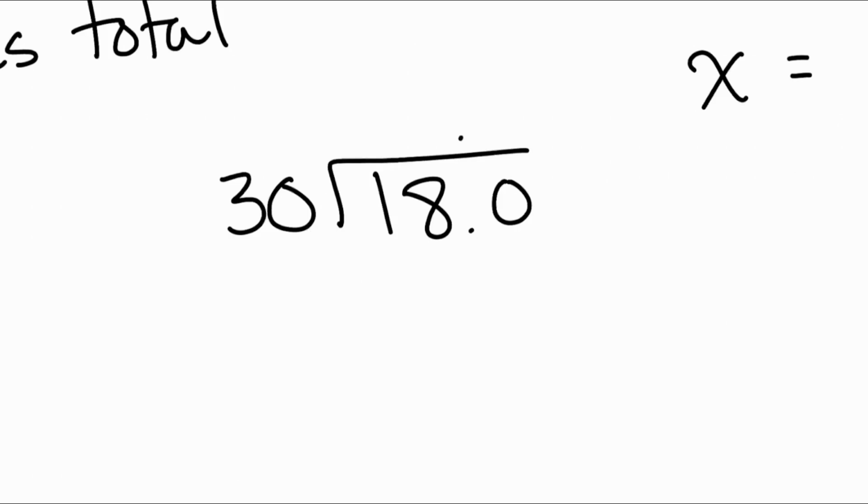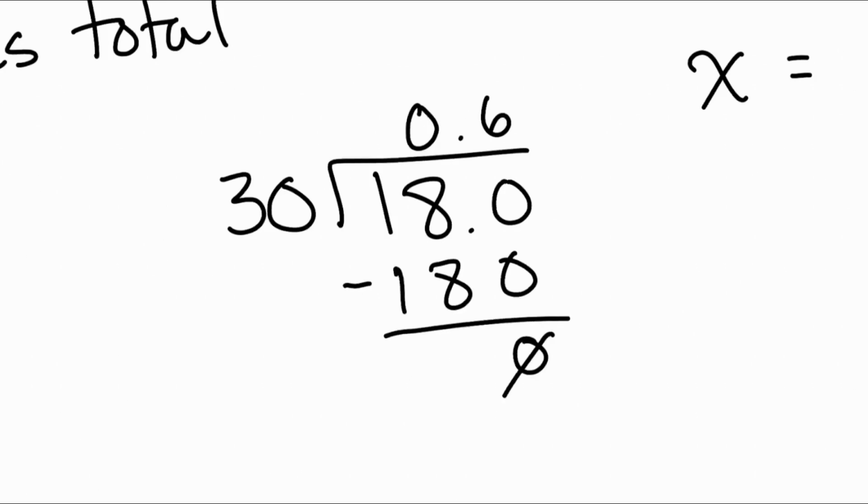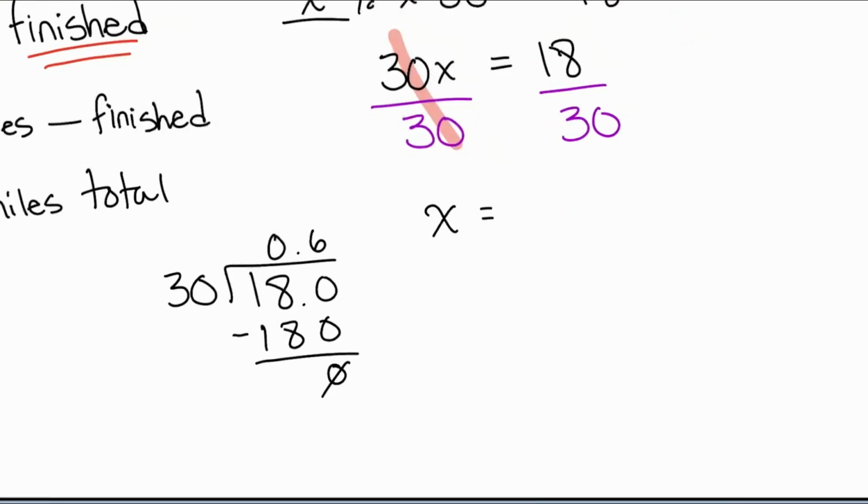So now we ask ourselves, well, 30 can't go into 1 or 18. How many times does 30 go into 180? That's going to be 6. Exactly. So we have that right there. Subtract 180, no remainder. We're good. And so we have X equals 0.6.